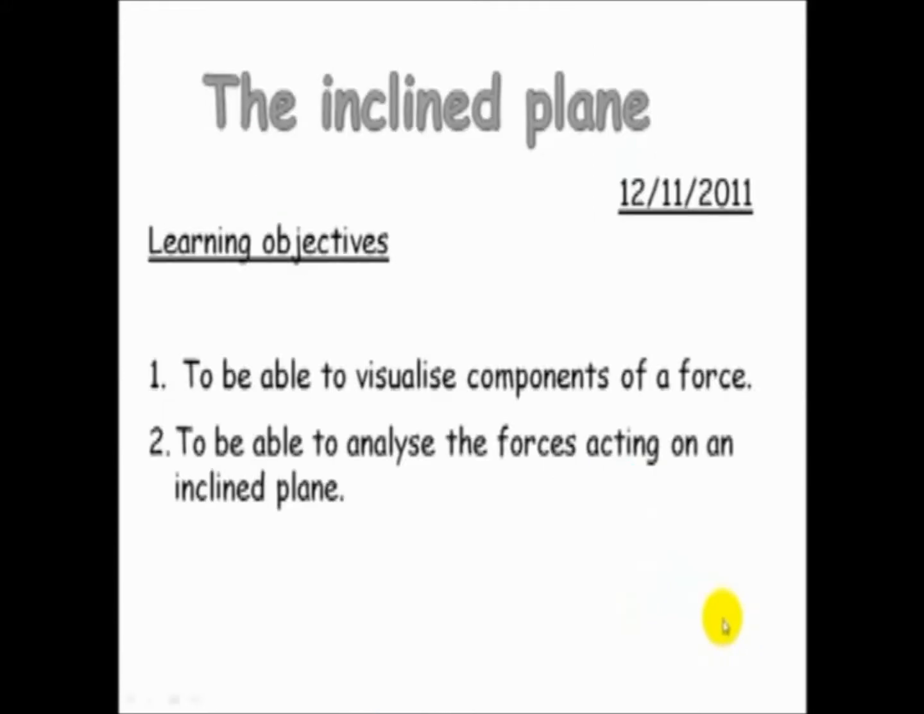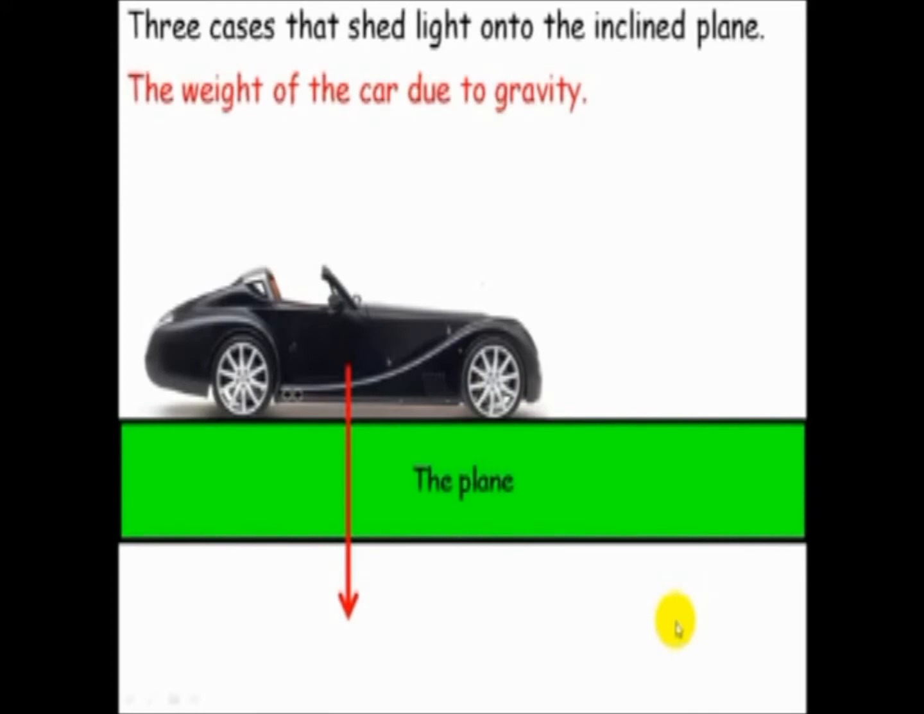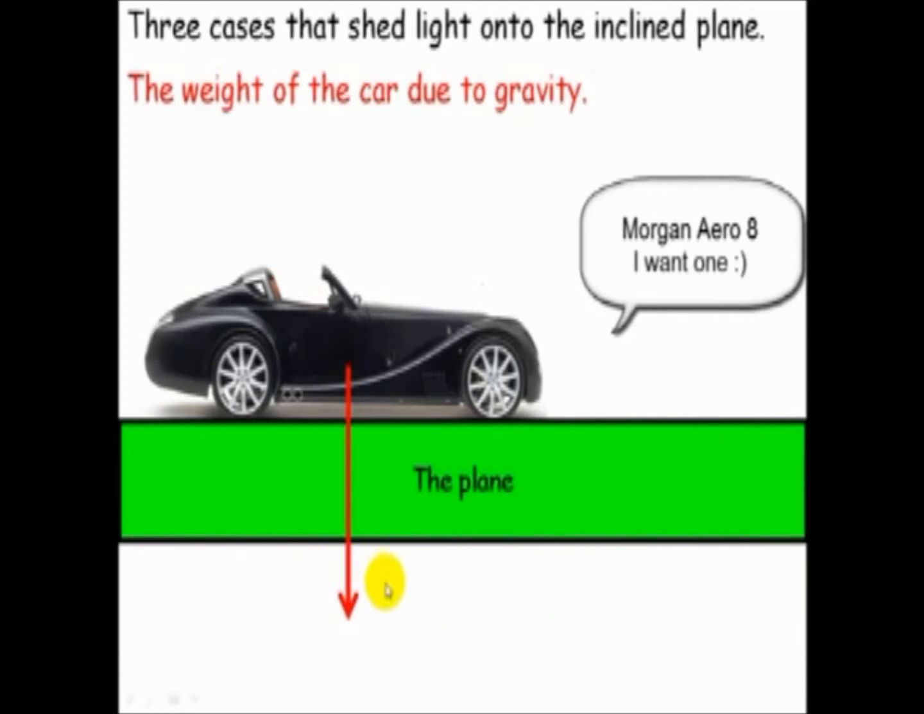So this is all about the inclined plane, and the aim of this presentation is so that you'll be able to visualize the components of a force and to be able to analyze the forces acting on an inclined plane. So what we're going to do is look at three cases that shed some light on the inclined plane. Firstly, a perfectly horizontal plane, and let's look at the weight of this car due to gravity and where it's acting from. So let's say we draw the red arrow on from the center of mass of the car, and it would just be straight down with the magnitude of the weight of the car, mg.